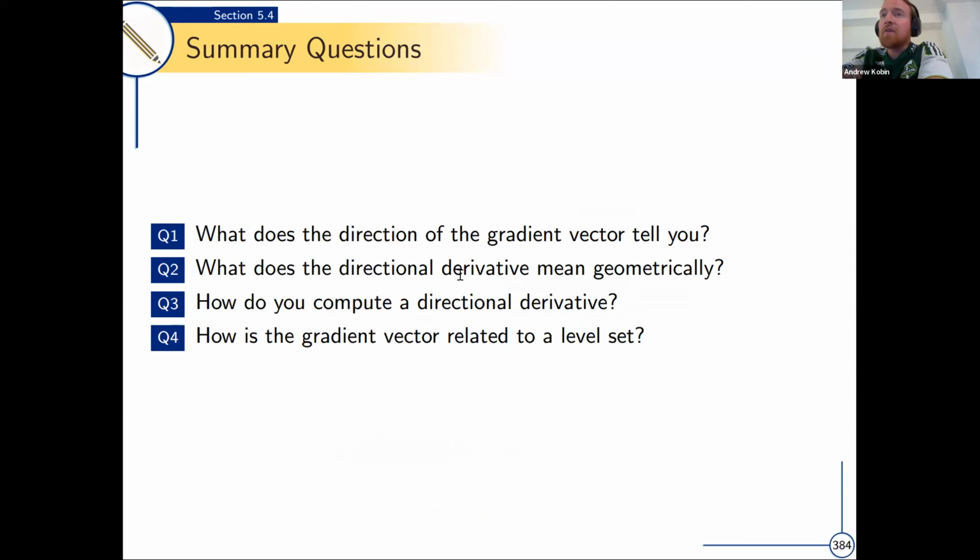What does the direction of the gradient vector to a function tell you? If we pick a direction and compute a directional derivative of a function, what does this mean geometrically? And if we want to compute a directional derivative, what are some different ways of computing? Finally, how is the gradient vector related to a level set of a certain function?